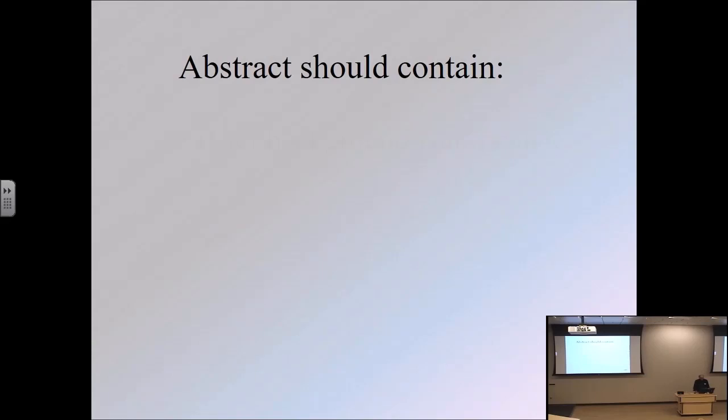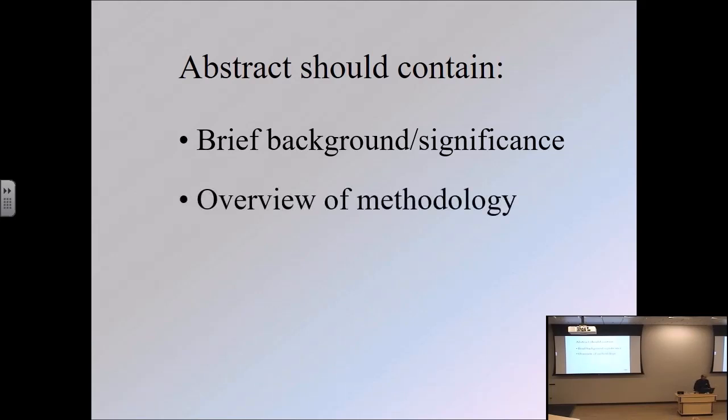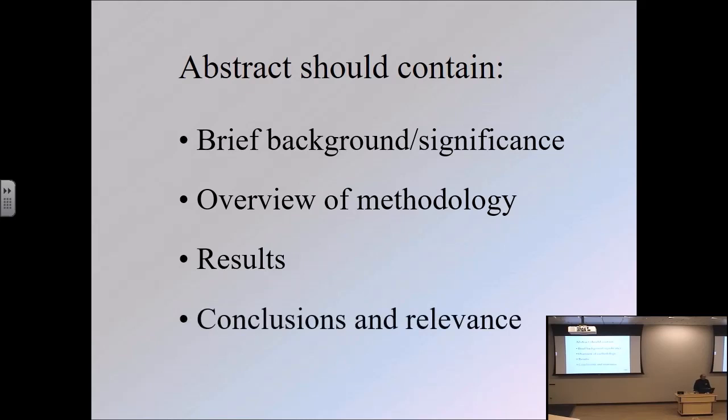Okay, an abstract should contain a brief background and significance. In other words, why did you do the work? What's the big deal? Who cares? An overview, as I said, of your methods. Did you use method X? Did you use method Y? Use method Z? A combination of those? Okay, it should include your results, and it should include kind of a summary, summarizing the value of the results, and as I said, the relevance. What's this all mean?